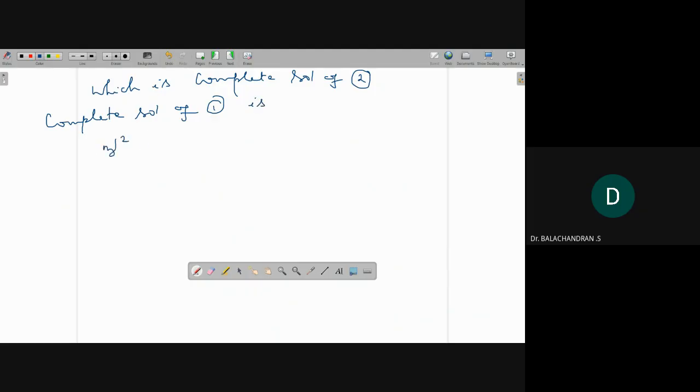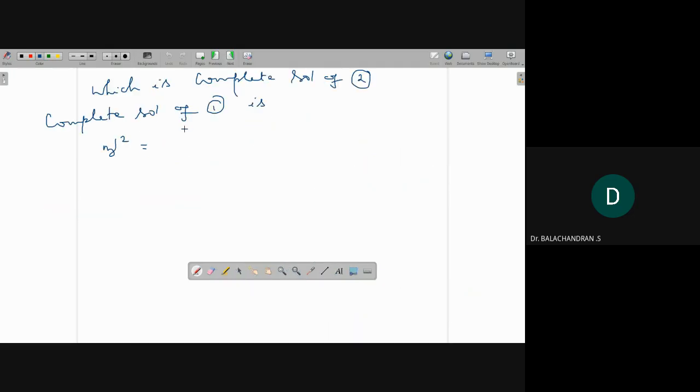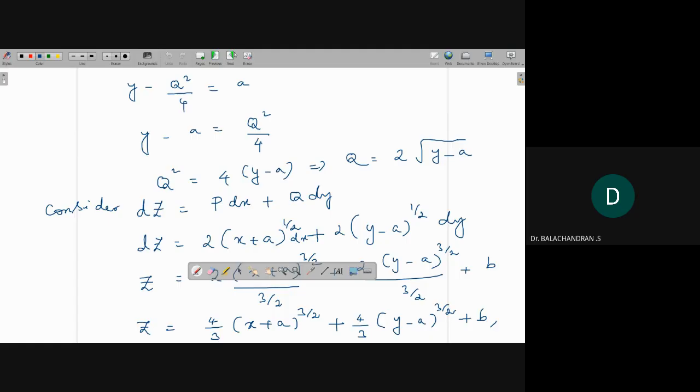z square is equal to 4 by 3 into x plus a whole power 3 by 2 plus 4 by 3 into y minus a whole power 3 by 2 plus b. That's all. Okay.